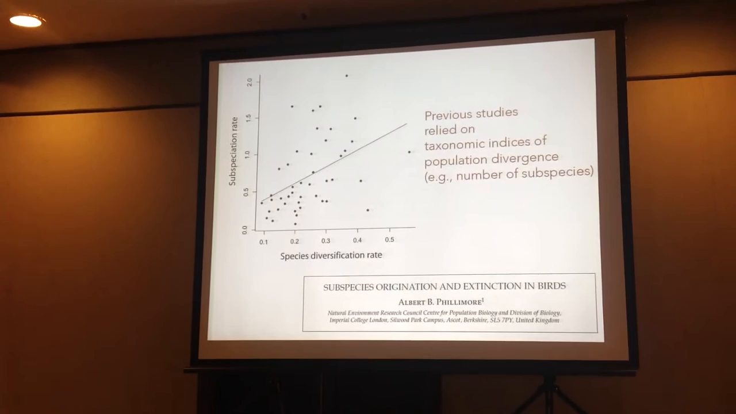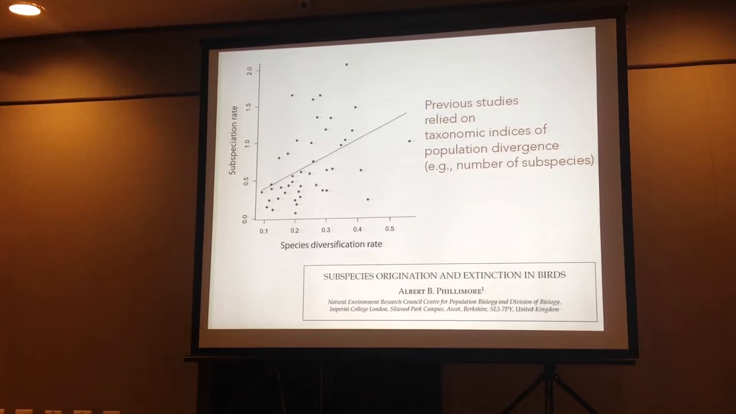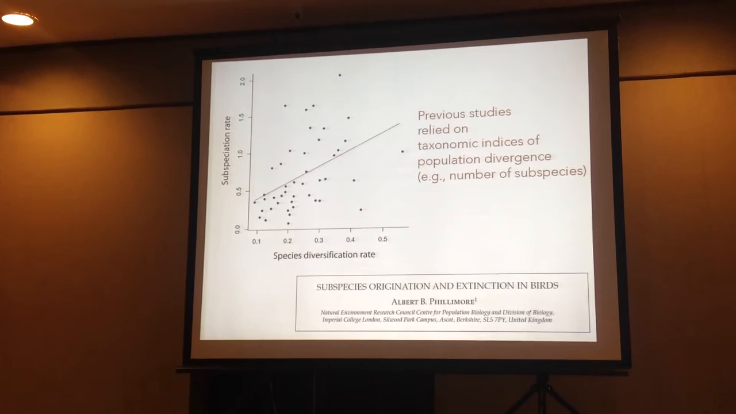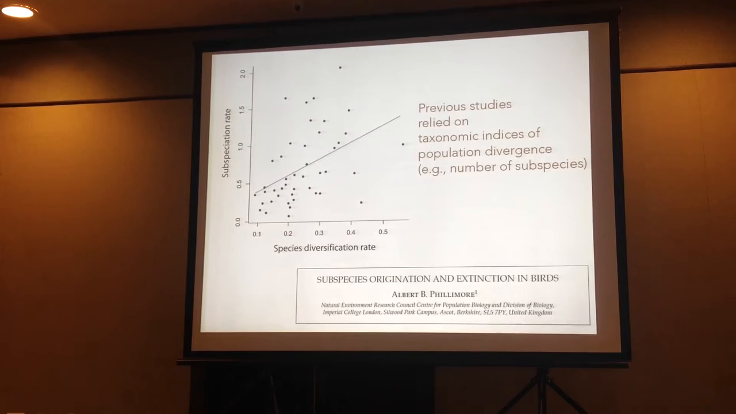Previous studies examining this relationship have relied mostly for their estimates of population divergence on taxonomic indices, such as subspecific taxa. Albert Fillmore looked at the number of subspecies in different bird species, and also looked at the diversification rate along those lineages deeper into time, and found that the rate of formation of taxonomic subspecies was correlated with diversification rate.